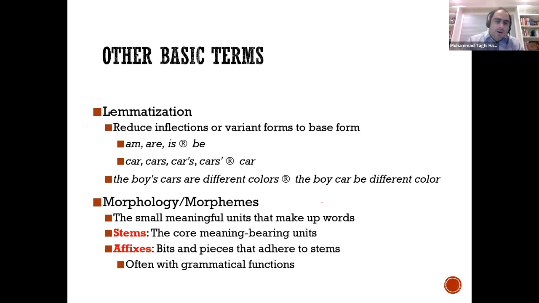Another thing we talk about is lemmatization, which is essentially finding the root. Here we try to reduce the variants to the base form. For example, am, are, is would all be "be", and car, cars would be "car". So a sentence like "the boys' cars are different colors" would become "the boy car be different color". This is important.